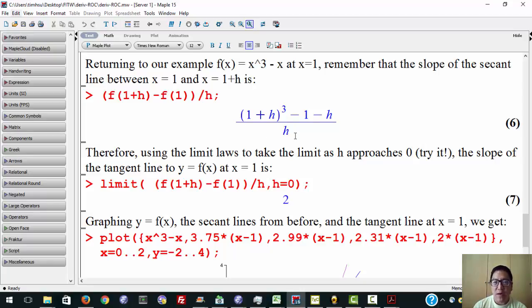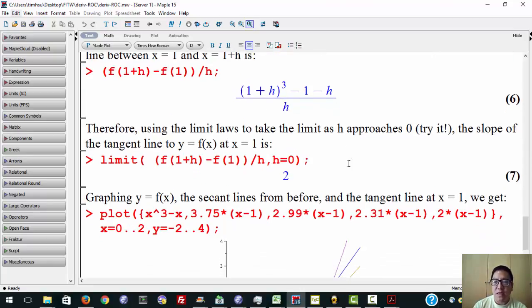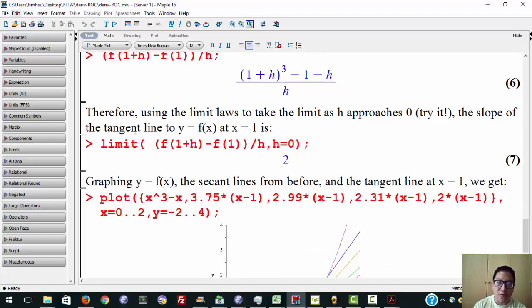And here it is, slightly simplified. So if you use the limit laws to take this limit as h approaches 0, I just did it by computer, but you should try to do it yourself with a little algebra. It's not so bad as these things go. Anyway, when you do that, we see that the slope of the tangent line to y equals f of x at x equals 1 is 2.